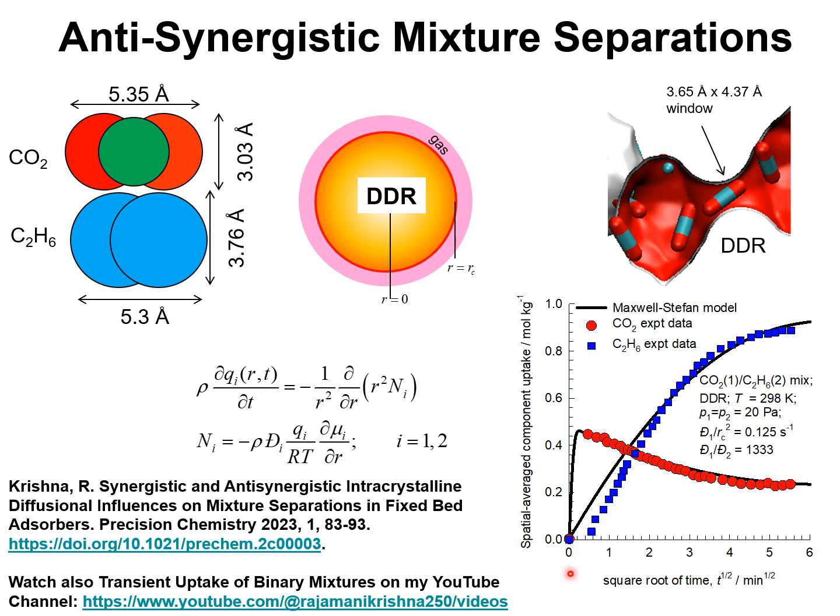Let's look at experimental data on transient uptake within crystals of DDR zeolite. The experimental data are shown by the symbols. The red circles are for CO2 and the blue squares are for the uptake of C2H6. At equilibrium, the loading of C2H6 is significantly larger than that of CO2. However, if you look at the initial transients, we note that the CO2 loading within the DDR crystals is significantly higher.